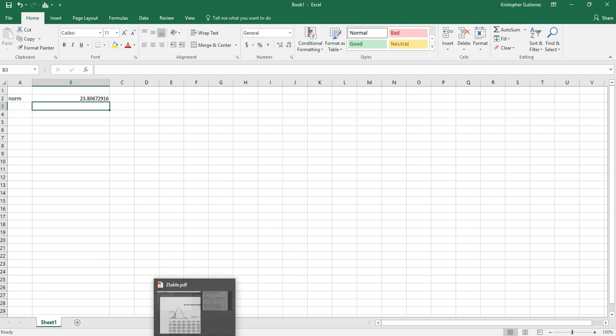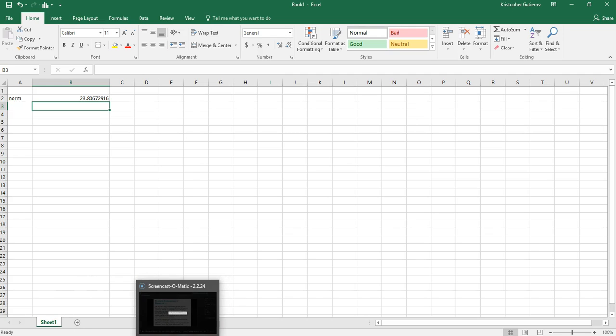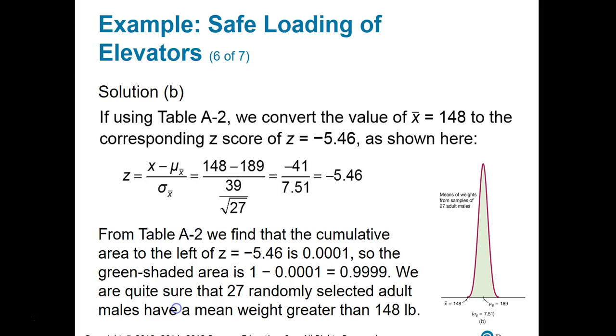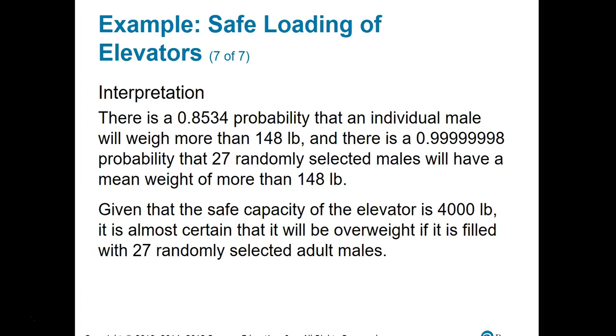So do not put 27 adult men in there. Maybe 27 children, that would work. So we see they're definitely going to be over that amount. So it'll be overweight if stuffed with 27 randomly selected men. If they're 27 hefty men, 27 wrestlers, 27 big people, probably not going to work either.